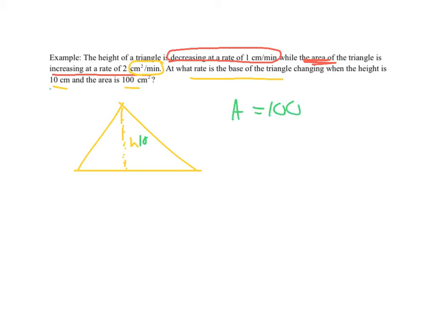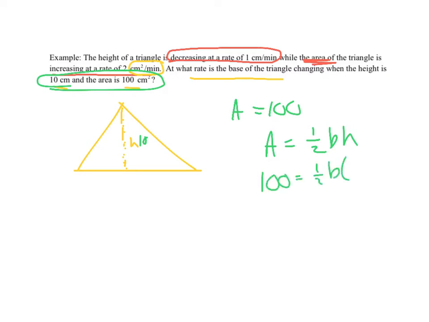Okay, so I'm just using this last piece. When the height is 10, the area is 100. So obviously they're talking about area. Let's start with the area formula, 1/2 base times height. So I've got 100 equals 1/2 base times 10. Therefore, I can quickly say that my base is 20.